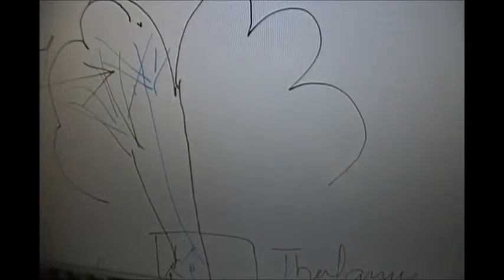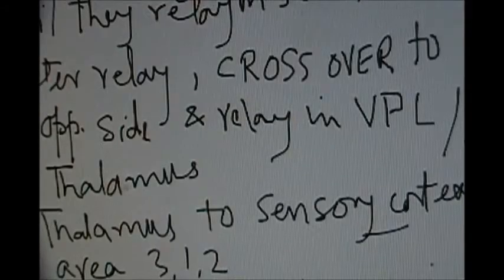the cerebral cortex. So the first order neurons are in the dorsal root ganglion, and they project to the spinal cord. The second order neurons are in the dorsal horn. The second order neurons decussate and cross over to the opposite side and relay in the thalamus.